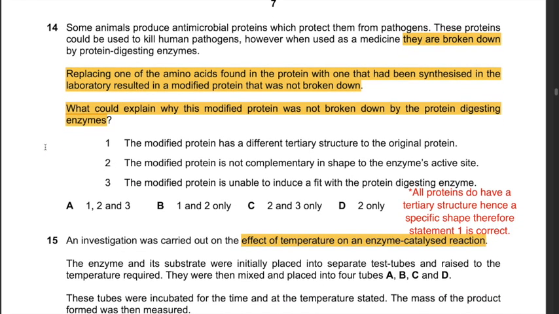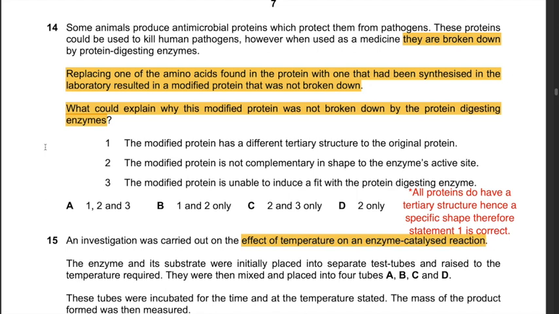Question 14. Some animals produce antimicrobial proteins which protect them from pathogens. These proteins could be used to kill human pathogens. However, when used as a medicine, they are broken down by protein digesting enzymes. Replacing one of the amino acids found in the protein with one that had been synthesized in the laboratory resulted in a modified protein that was not broken down. What could explain why this modified protein was not broken down by the protein digesting enzymes? 1. The modified protein has a different tertiary structure to the original protein. 2. The modified protein is not complementary in shape to the enzyme's active site.